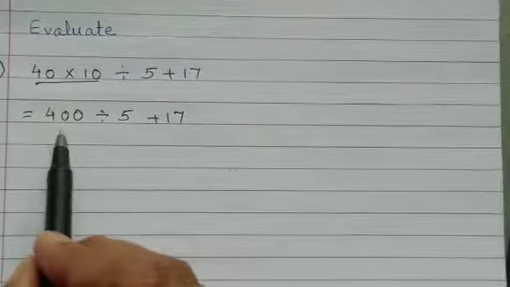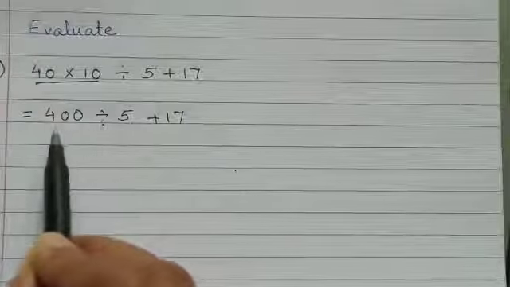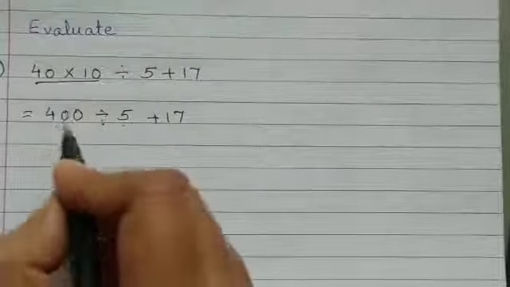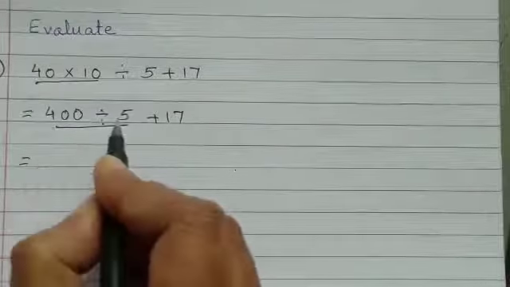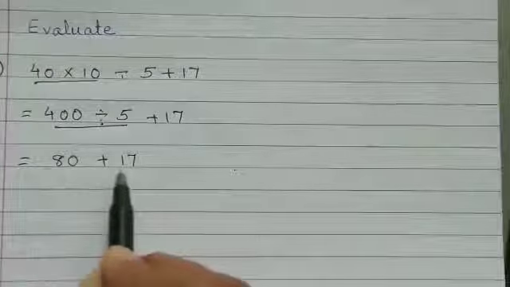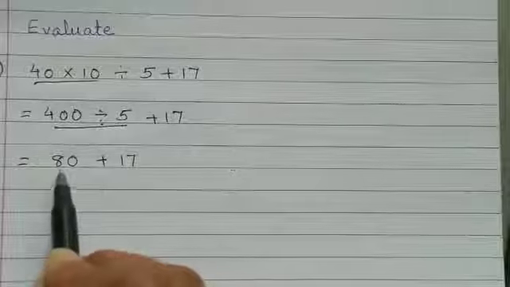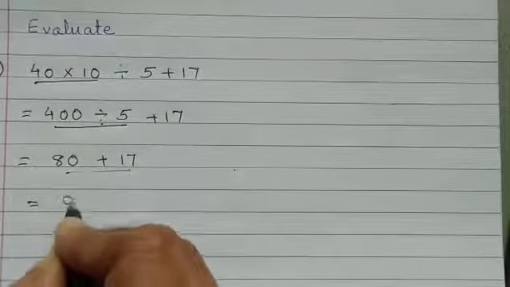Now, which is the next operation that you will do? It is division. So 400 divided by 5. This you will carry out first. 400 divided by 5 is 80. So you get 80 plus 17. Now all you got to do is add the two. So you get 97.